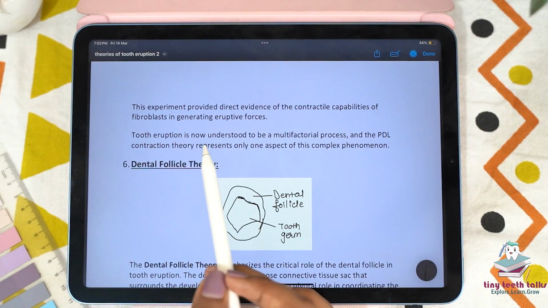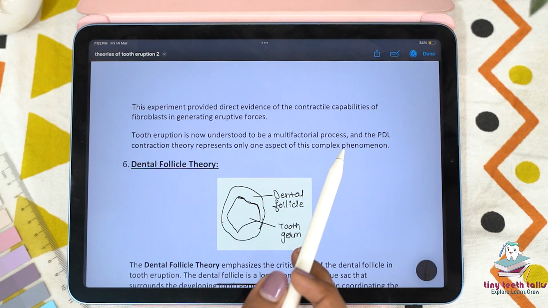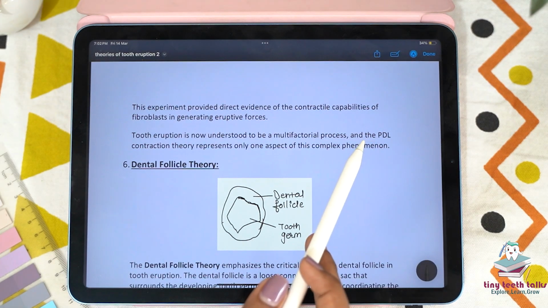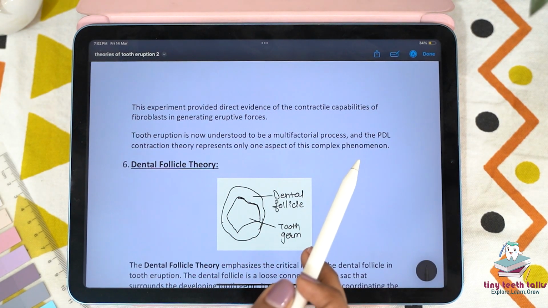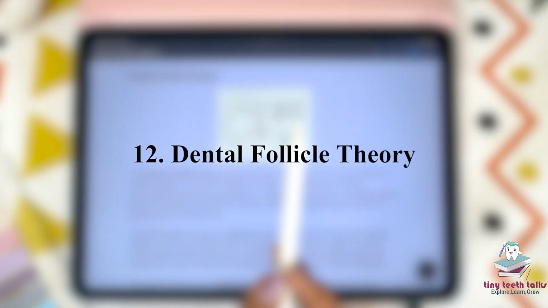erupting forces. Tooth eruption is now understood to be a multifactorial process, and the periodontal ligament contraction theory represents only one aspect of this complex phenomenon. Coming to the dental follicle theory.